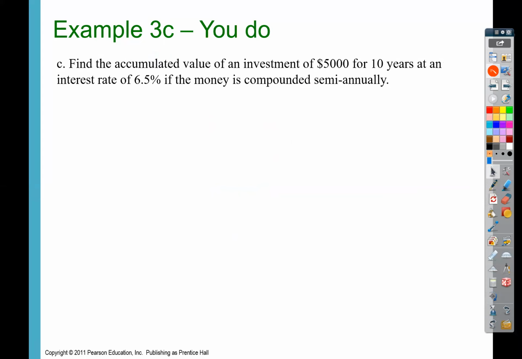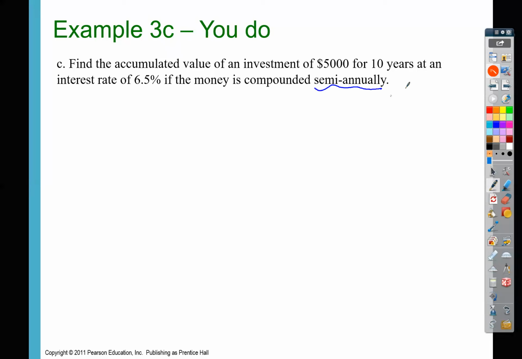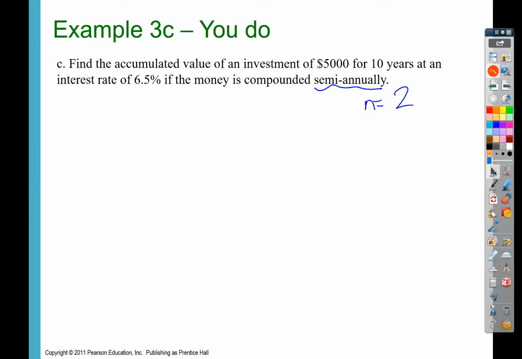Okay, so you try one. Go ahead and pause it. Okay, semi-annually means that it's happening twice a year. So that's something that you need to know. Okay, so you're going to use the compound interest formula. When you plug it in, it should look like that. And you should get $9,479.19.